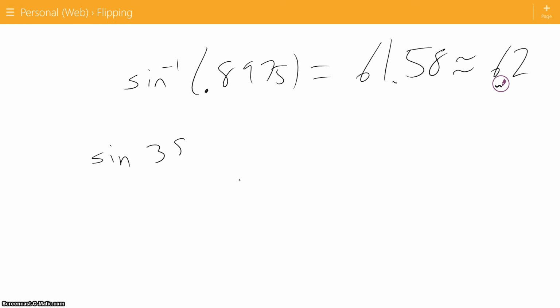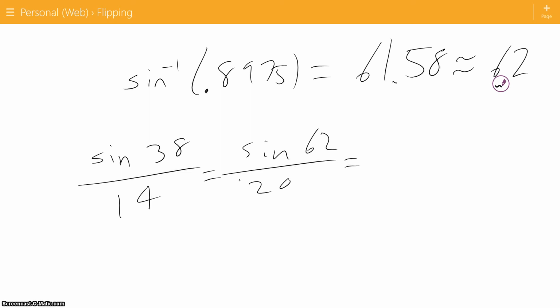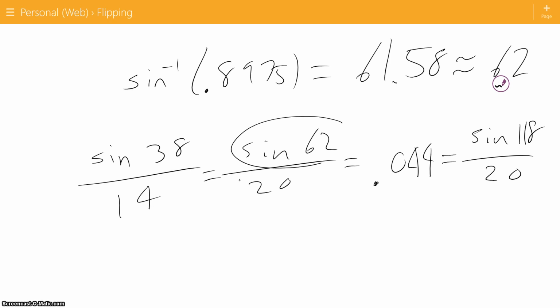If the law of sines is holding true, the sine of 38 over 14 would equal the sine of 62 over 20, which in this case both of these are about 0.044. But this also happens to be the sine of 118 over 20. What? Well, here's the thing, my friends. The sine of 62 can be interchanged with the sine of 118 because they are the same thing.